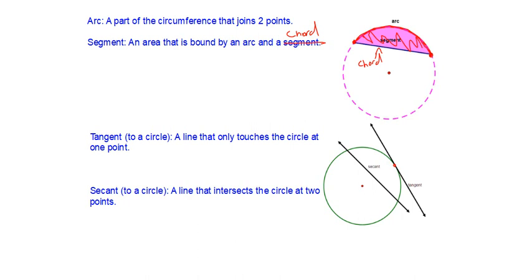Now the other line shown here is what we would call a secant, and a secant is just a line that passes through 2 points. You might be wondering, what's the difference between a chord and a secant? Remember that the chord was a segment. It only went from a point on the circumference to another point on the circumference. Whereas a secant is a line that goes through those 2 points. You can see here that this line keeps going forever in both directions. So that's how we delineate between a secant and a chord.